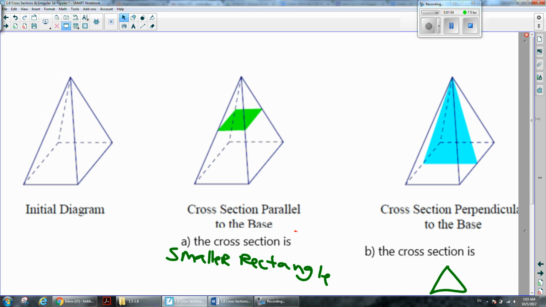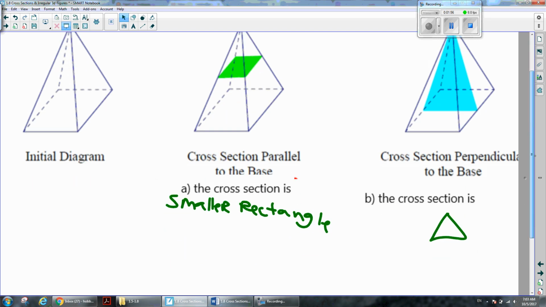Okay, if we have a square pyramid, the base is a square. When we take our cross-section parallel to the base, we end up with a smaller rectangle. When we go perpendicular to the base, we end up with a triangle. So sketching this rectangle, sketching the triangle in your notes.